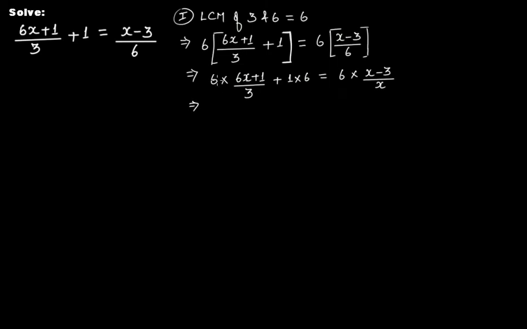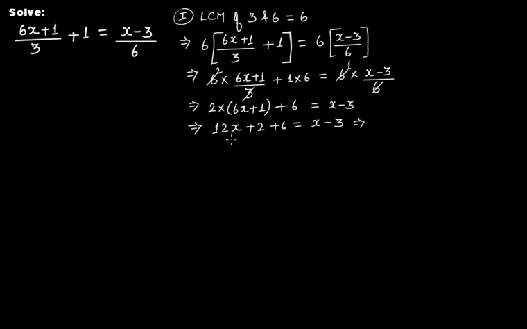So if you divide 6 by 3, you get what? 2 as the quotient. So this is 2 times 6x plus 1 complete, plus 6. Sorry, here it should be 6. So 6 divided by 6, you get the quotient as 1. This is 1 times x minus 3, means x minus 3. Then this is 2 times 6x plus 1, means 2 times 6x, that is 12x plus 2, plus 6 is equal to x minus 3.